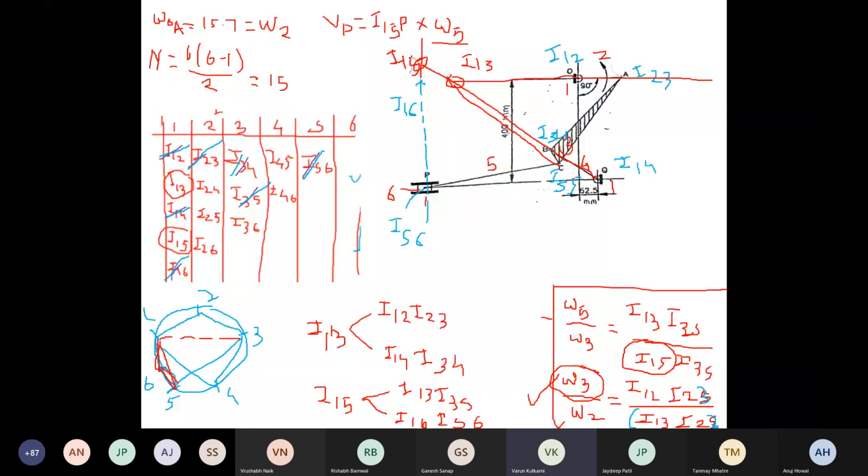Which point to extend, sir? You have to first join I13 and I35 here. I13 and I35 means the C point. Join I13 to the C point and extend it here. This line will extend. Okay. Then I16, I56. This is I16, I56. I15 will intersect here. Okay. Did you understand?